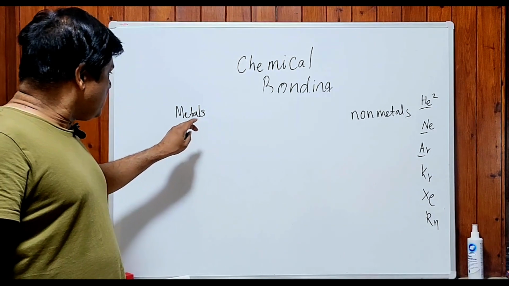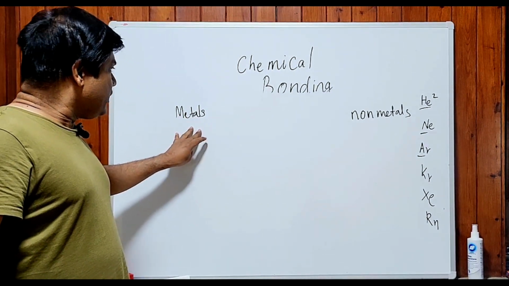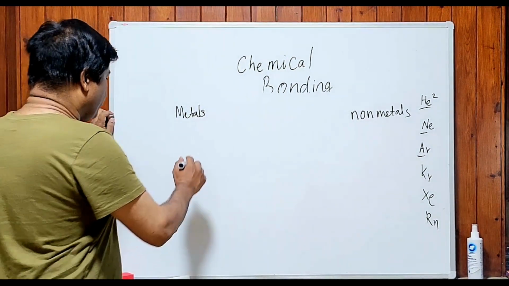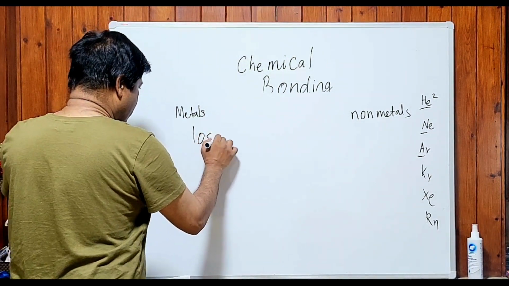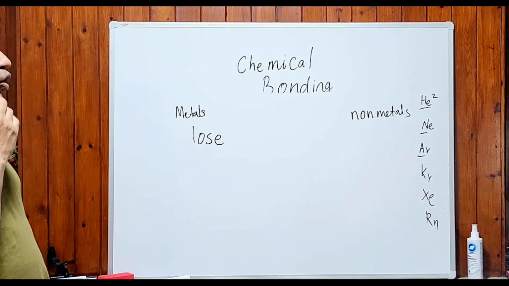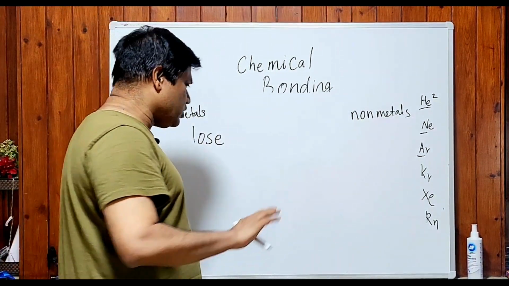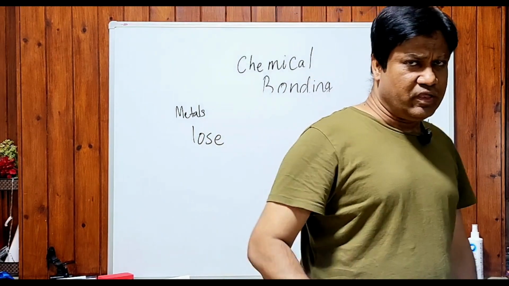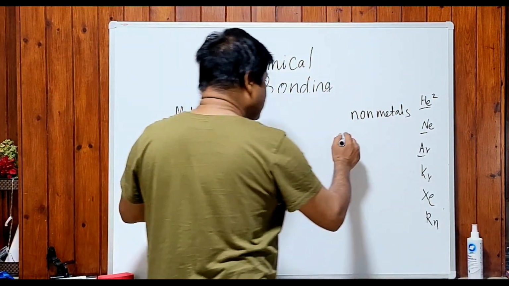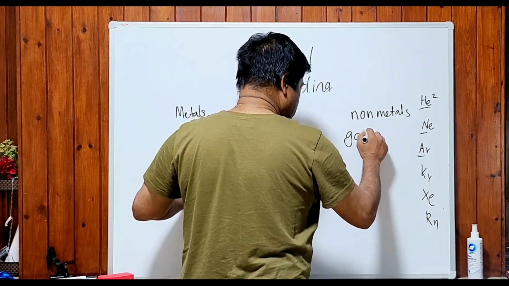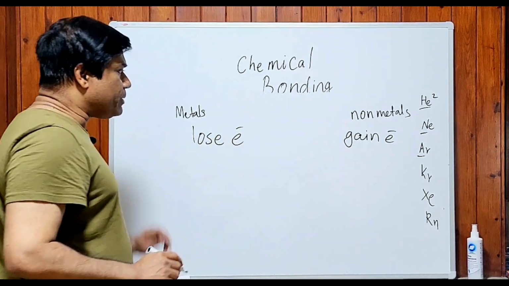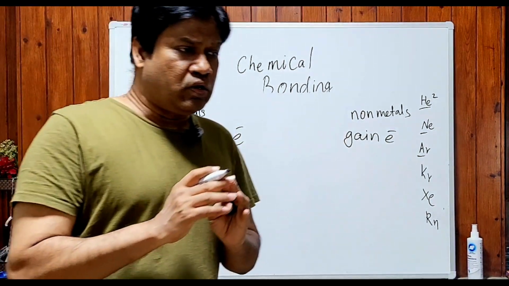So metal, the basic tendency is to lose electrons. They lose electrons, and non-metals, they can gain electrons or they can share electrons. But sharing is a different thing. I'm not using the sharing term now. They can gain electrons, lose electrons. What happens when a metal loses electrons?